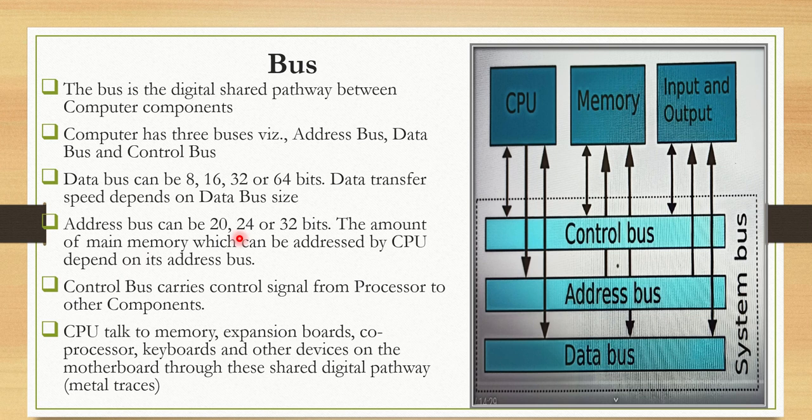The address bus can be 20, 24, or 32 bits. The amount of main memory which can be accessed by the CPU depends on its address bus. Suppose you have a 20-bit address bus, so it can access 2 to the power 20 of memory. That much area of memory you can access with this 20-bit address bus. So if you have a larger address bus, you can access more and more area.